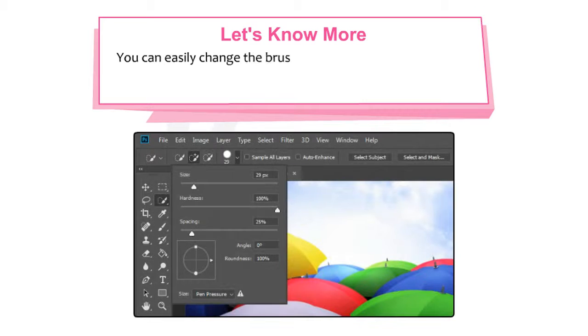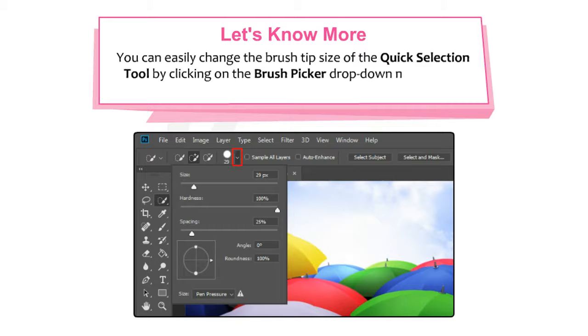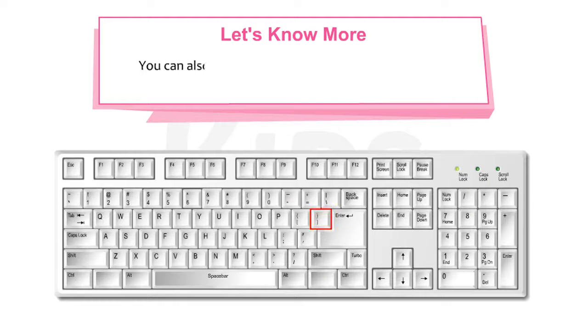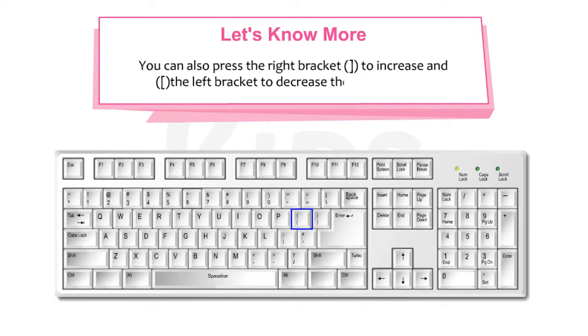Let's know more. You can easily change the brush tip size of the Quick Selection tool by clicking on the Brush Picker drop-down menu in the options bar and typing in a pixel size or dragging the slider. You can also press the right bracket to increase and the left bracket to decrease the brush tip size.